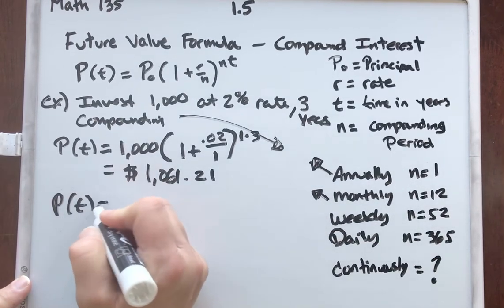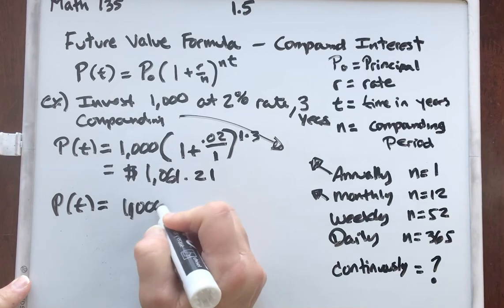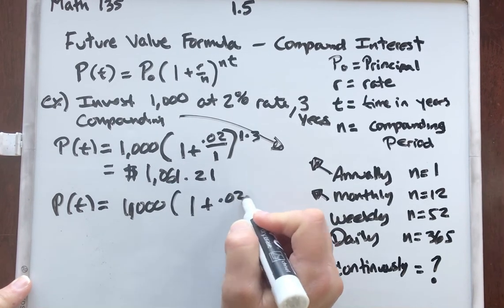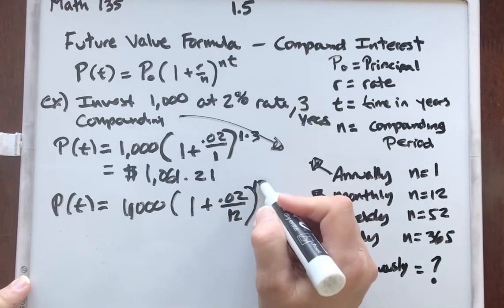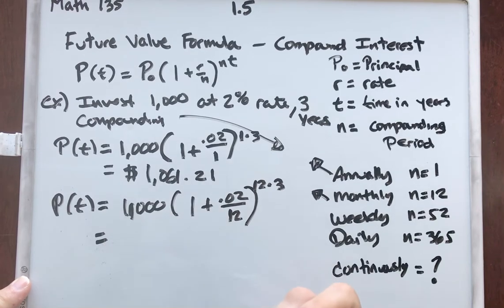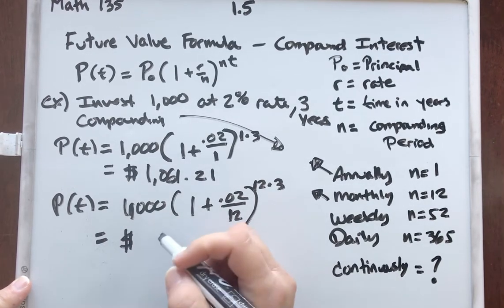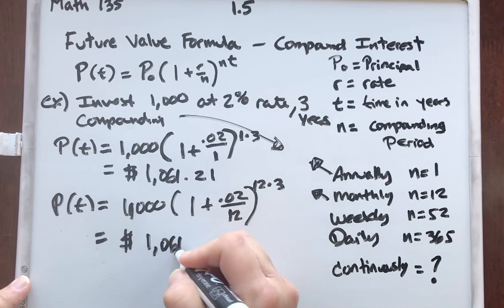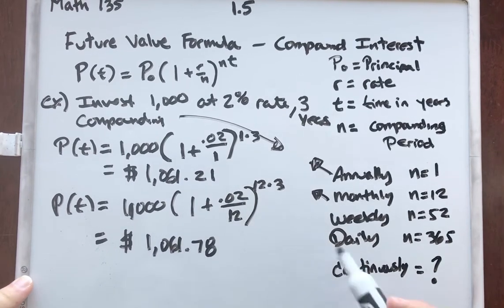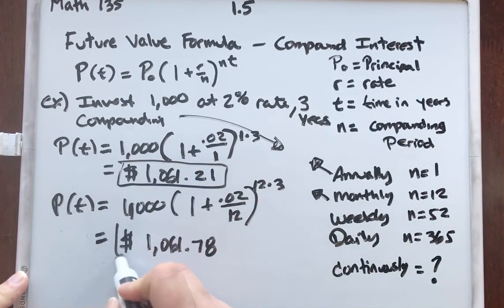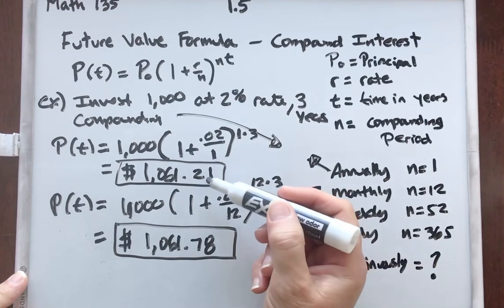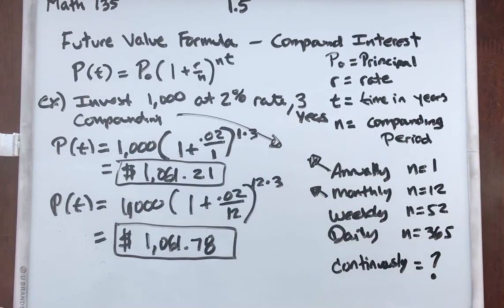Okay, let's see what happens when we do it monthly. So we're going to do the same problem now, but we're changing the compounding period to monthly. So right here, n is going to be 12. Then we have n times t, so we have 12 times 3. Okay, so when we do that, we notice that we have $1,061.78. So you can see when we compound more, here we compounded once a year, here we compounded 12 times a year, and it went up from 21 cents to 78 cents. Now when you're working with large sums of money, this is large sums of difference that will happen.